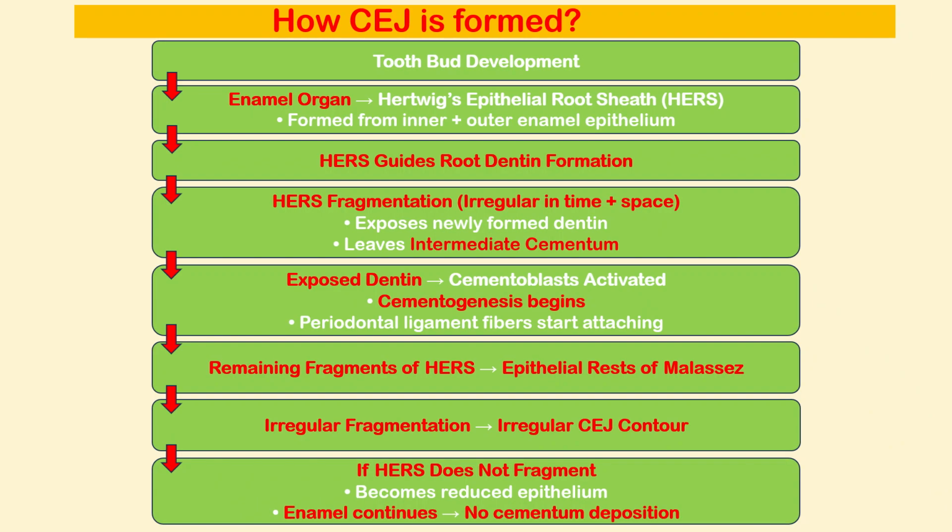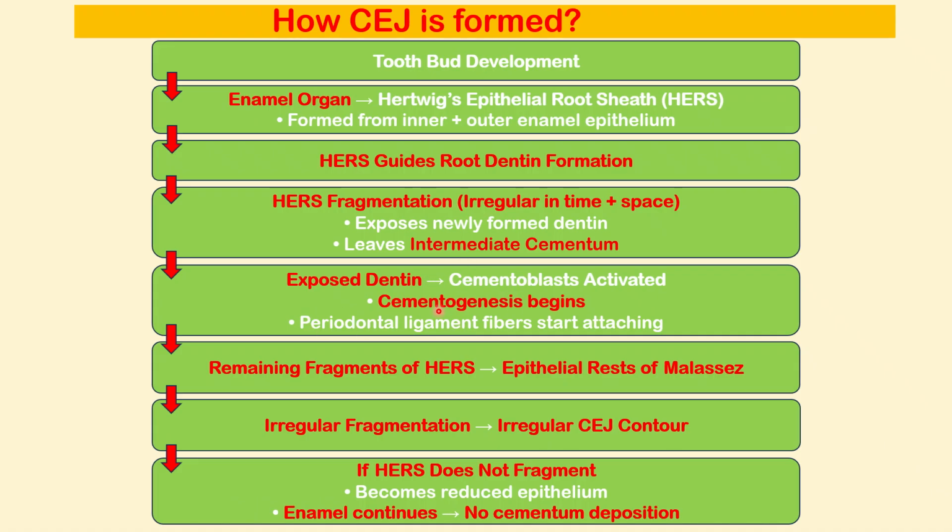Let's understand how cementoenamel junction is formed. It begins with the tooth bud development. From the enamel organ, Hertwig's epithelial root sheath, or HERS, is formed from the inner and the outer enamel epithelium. After this, the HERS guides the root dentine formation, and it is followed by the fragmentation of HERS, which is both irregular in time and space. This fragmentation leads to exposed dentine, which activates the cementoblast, and it leads to the beginning of cementogenesis.